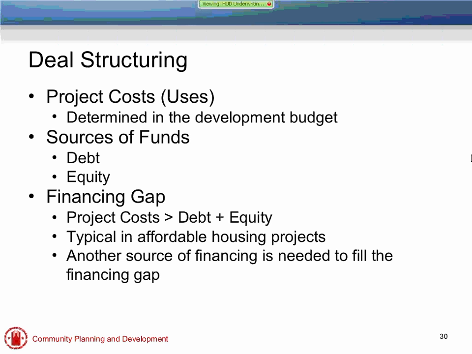Okay, so just a reminder here of our deal structuring: our project costs, which are our uses, again determined by the development budget, and then our sources, so our debt and equity. We just got done looking at how we figure out the debt that can be attracted to the project, and then the financing gap. This financing gap is going to be looked into in a lot more detail in the classroom courses, determining how those gaps can be filled by the different programs that are out there.